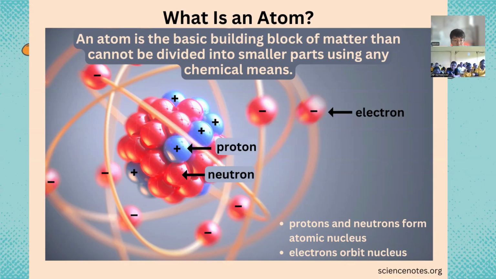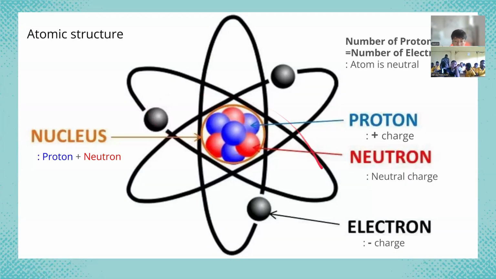And this other red ball is called the neutron. So protons and neutrons make up this nucleus at the center. And you can see electrons orbiting around the atom, and this one has a negative charge. So electrons, you can see here, orbit the nucleus, and the nucleus has protons and neutrons.